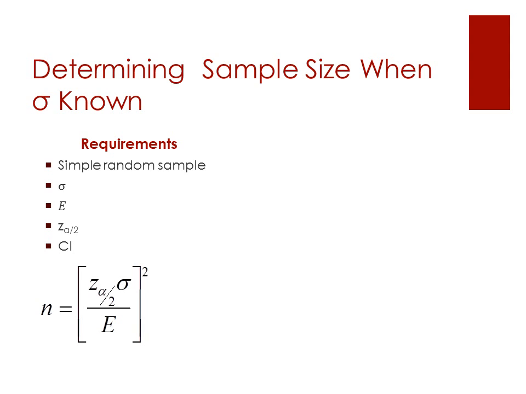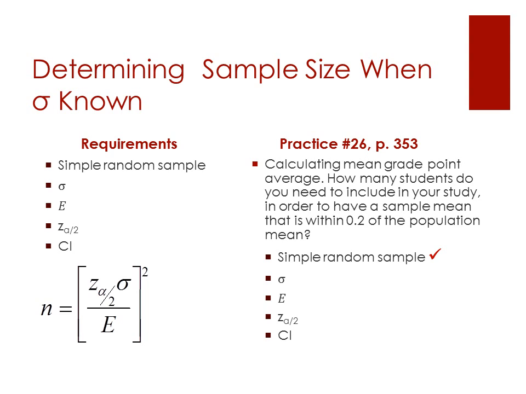And before we do that, here is the formula we're going to be using. So this is the formula. These are the pieces we need to acquire for solving this problem. So here we're going to use practice problem number 26 on page 353. So we're calculating mean grade point averages. We want to know how many students we need to include in our study to have a sample mean that is within 0.2 of the population mean. So we're being told here already that we're using a simple random sample, so we're good for that.